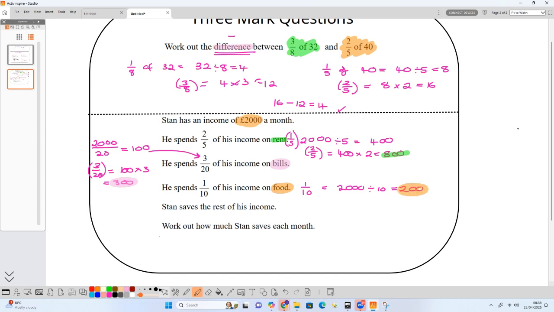So we need to add up the three amounts he's got then. Add up the rent, the £800, the bills, the £300, and the food. Show that addition step. Show your method. That gives me £1,300. So how much is he saved? Well, 2,000 subtract that £1,300 leaves us with the amount he saved, which is £700.